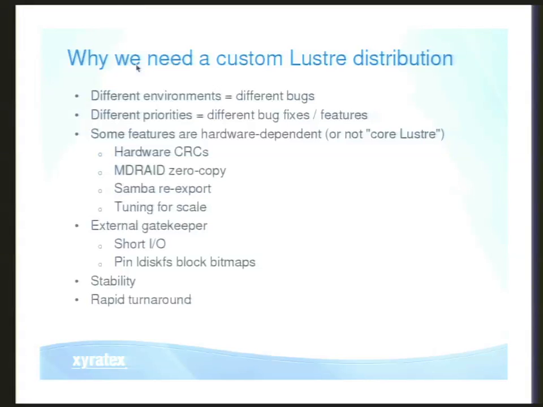Also, some of the features that we want may or may not be of interest to the rest of the Lustre community. So there's somewhat of a question about what is core Lustre and what's not. Is hardware CRC support important for people that don't have CPUs that are capable of dealing with it? No. Similarly, people that run hardware RAIDs don't care about MD RAID zero copy patches. So there's a bit of a question there about what exactly belongs inside of Lustre. So with our own distribution, we can make sure it all goes in on our schedule.